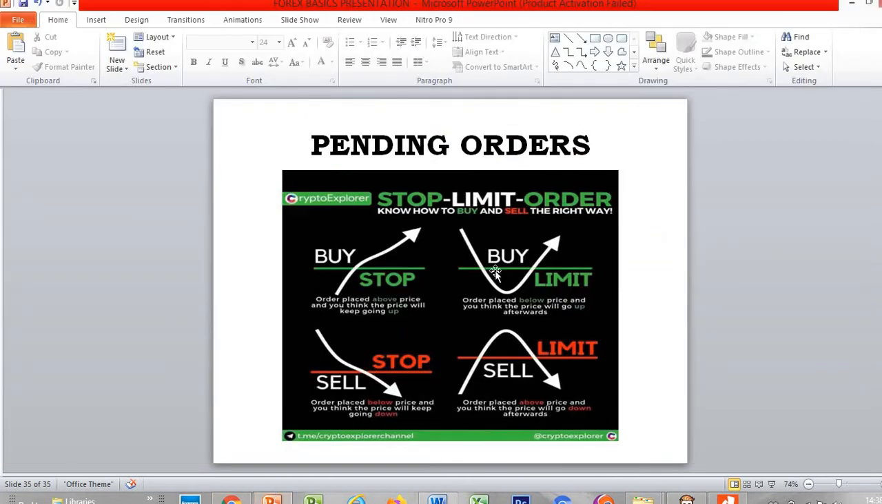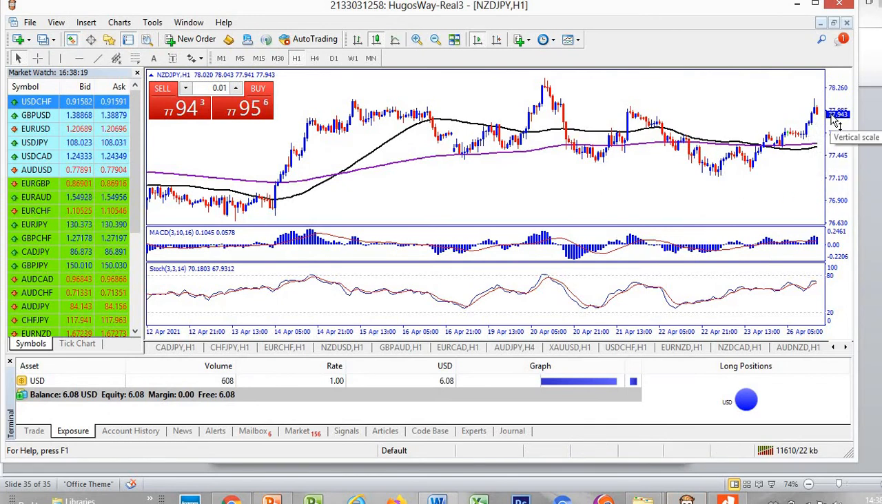Let's go to the next one: buy limit. Buy limit is an order placed below price, and you think the price will go up afterwards. This is where the price is right now. I can decide to place a buy limit order around 77.715. After my analysis, once this price comes to this point and touches it, it will start going back up. I have that conviction and confidence that this price will come down a little bit, hit my price level, and continue buying back up.